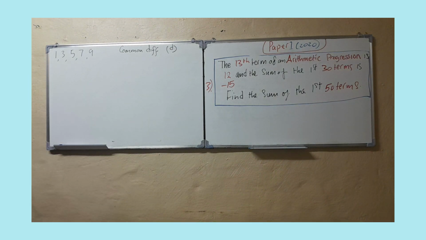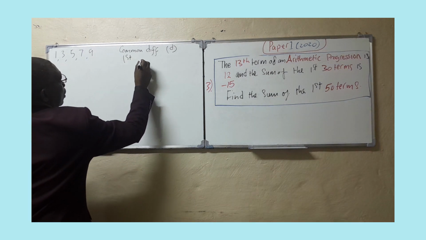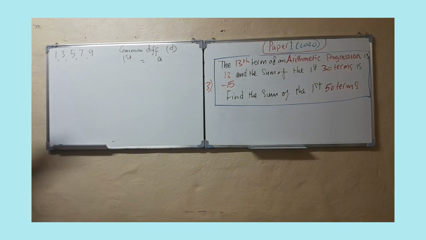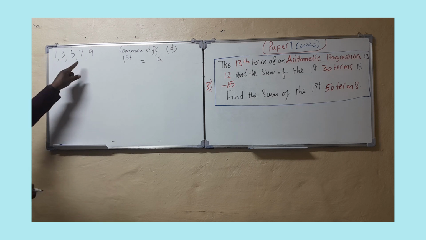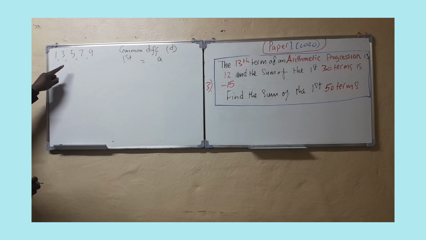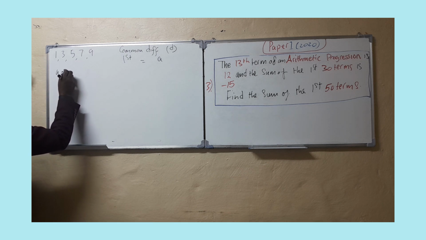Now, the first term of the series is denoted by the letter A. So, first term is equal to A. In this case, our first term is 1, and we discovered our common difference is 2, which is D there. Supposing we wanted to find out, what is the general term of the series? The general term of the series is given by A plus n minus 1 D.